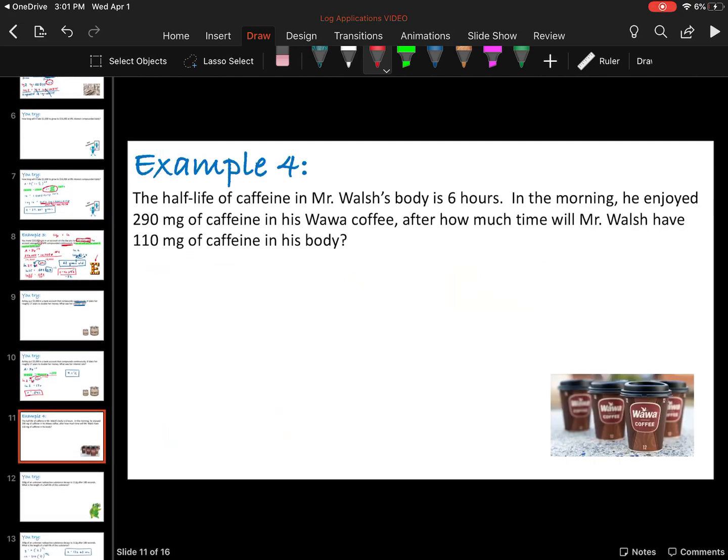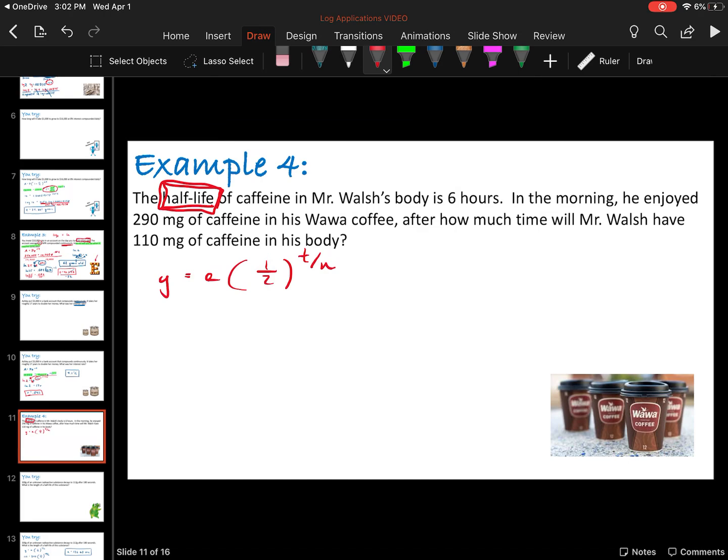I'm going to give you guys one more for me to do, one more for you to do, and then we'll have an exit ticket that you can check your answer with as well. This is going back to half-life now. If you remember the beginning of the unit, we did half-life after we went through compound and then compound continuous. So our formula for half-life was y equals a times the quantity 1/2 to the T over N. So the half-life of caffeine in Mr. Walsh's body is 6 hours.